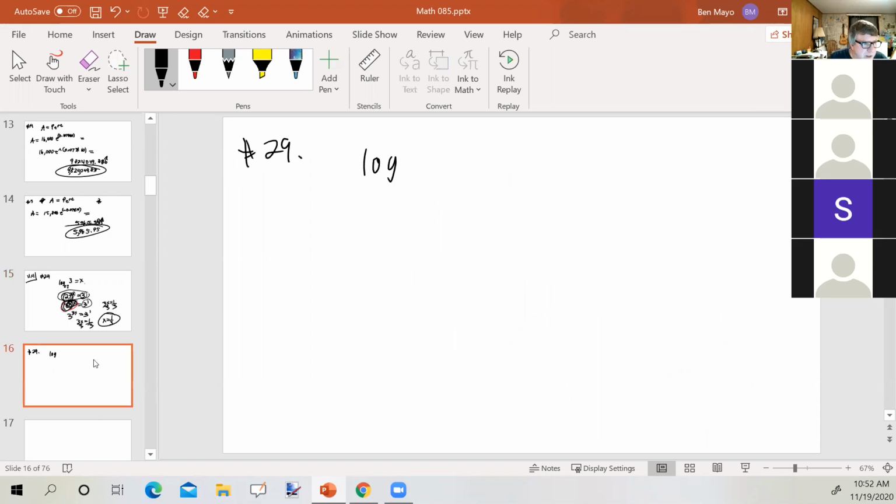All right, number 29, evaluate the logarithmic expression. Log base 2 of 512. Okay, log base 2 of 512. Well, I don't know what that's equal to, so let's call it box. So changing it to an exponential equation, 2 to the box equals 512.